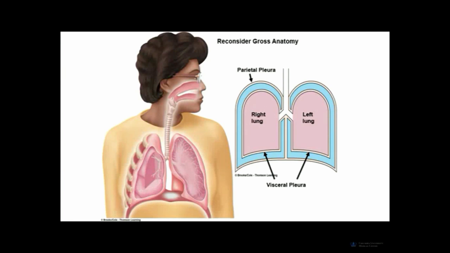Inspiration, or inhalation, and exhalation happen because during inhalation we're creating a pressure gradient that moves air into the lungs, and during exhalation we're creating a pressure gradient that moves air out. And like all pressure gradients, air moves in the direction from high to low.